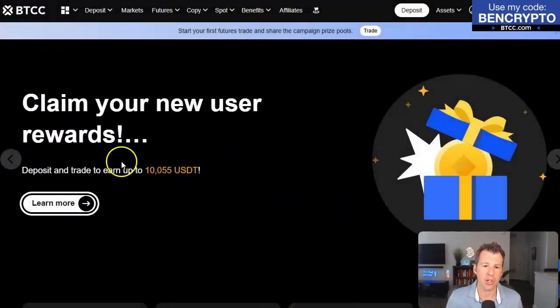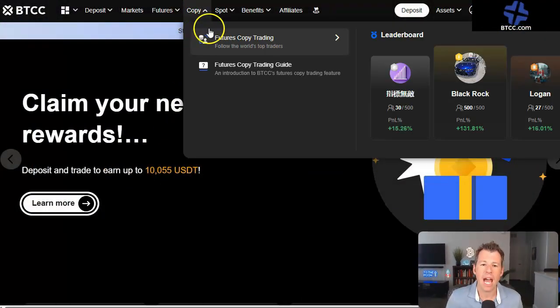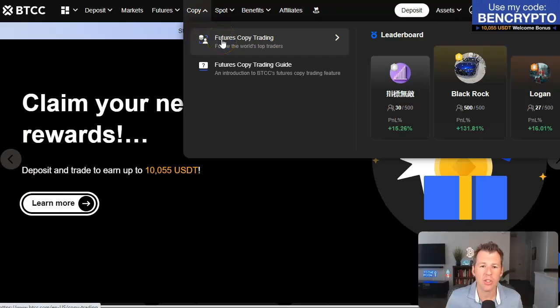It opens and closes the exact same trades that lead trader makes on a going forward basis, using the amount of money that you have specified given some certain metrics. So to start, you're going to go to copy and then futures copy trading. And copy trading is only for futures. You are not copy trading a lead trader's spot trades. You are just copying their futures trades, in case that wasn't clear.